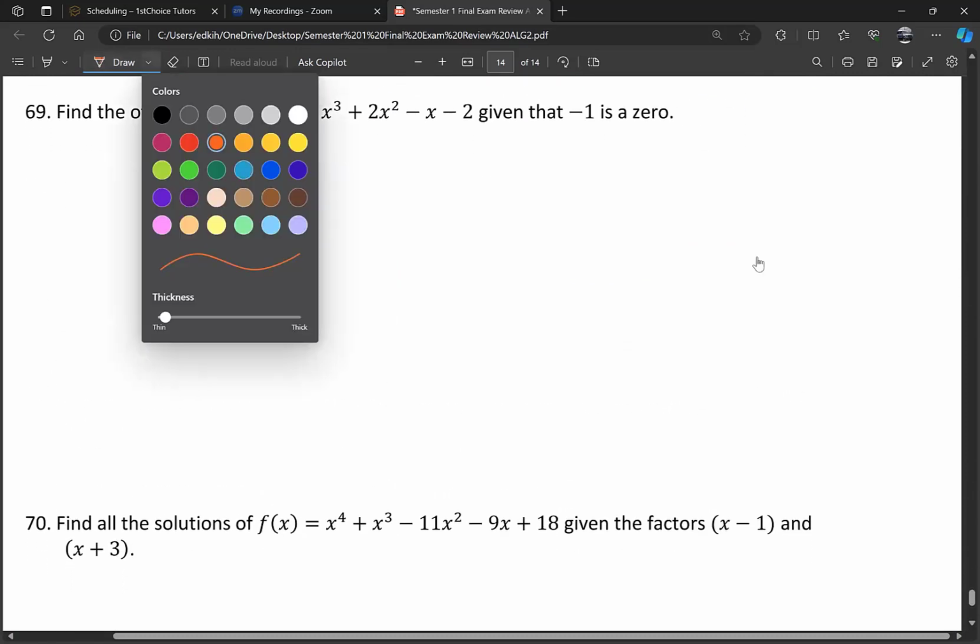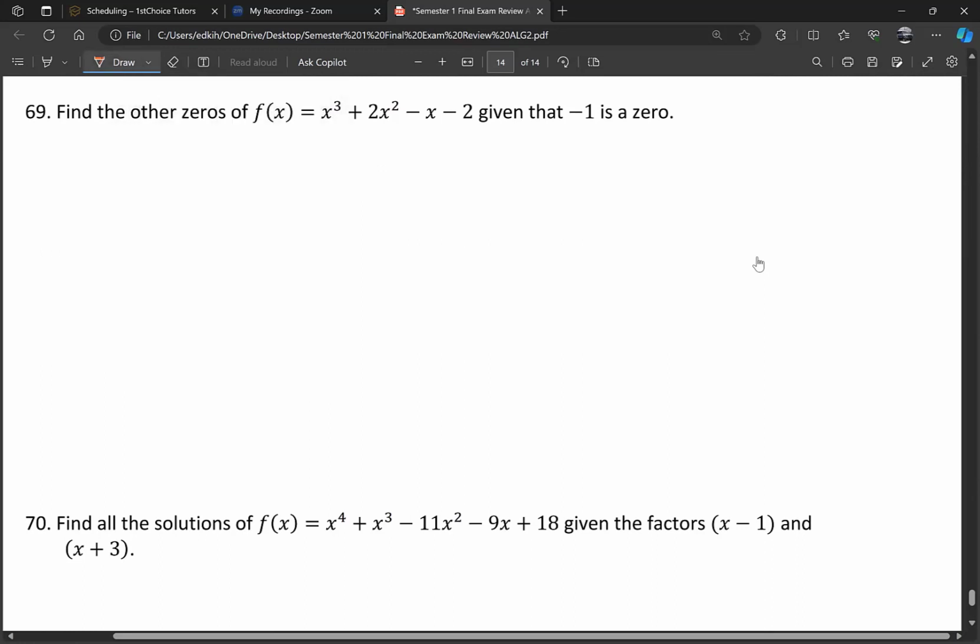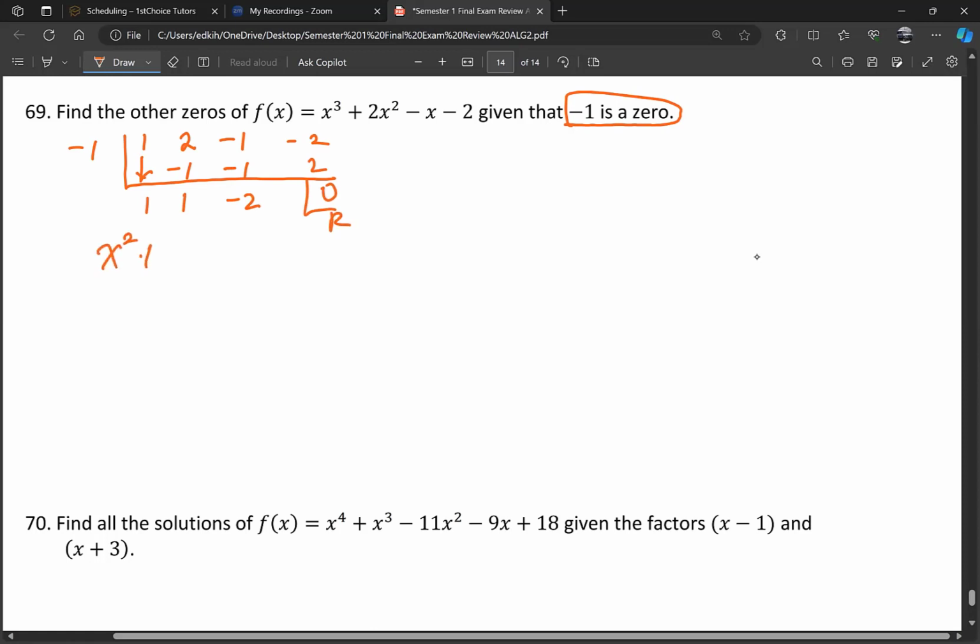Okay. Then we've got find the other zeros, given that -1 is a 0. So again, starting off with the synthetic division, -1. Coefficients are 1, 2, -1, and -2. Drop down the 1, multiply, add, multiply, add, multiply. The remainder is 0. So now this brings us to x squared plus x minus 2.